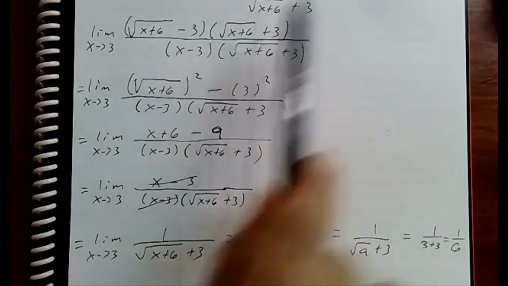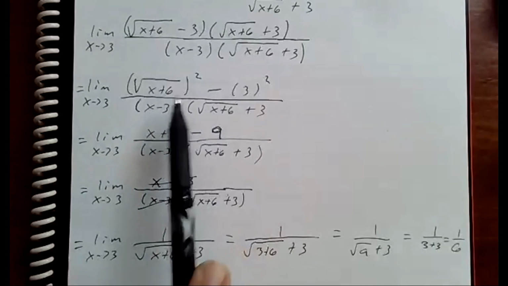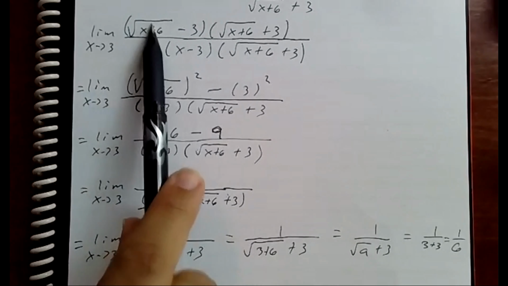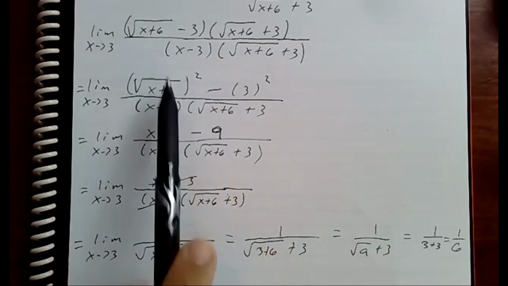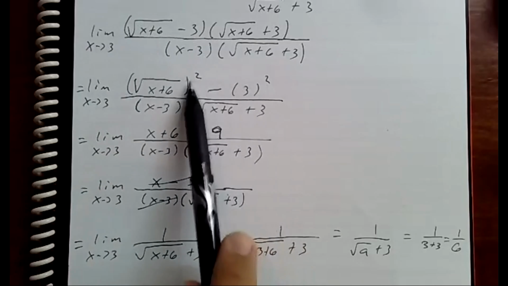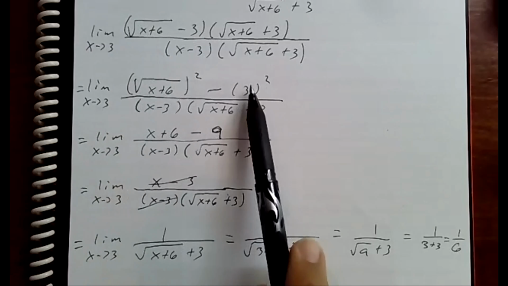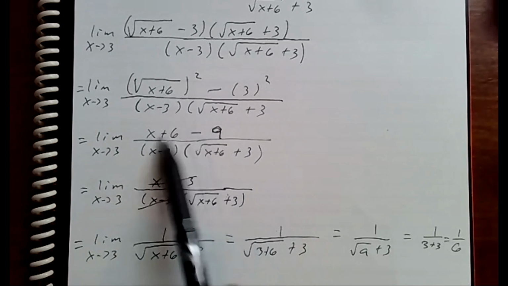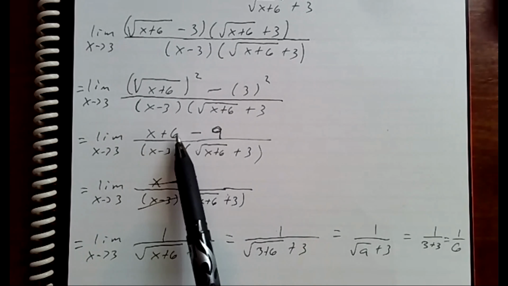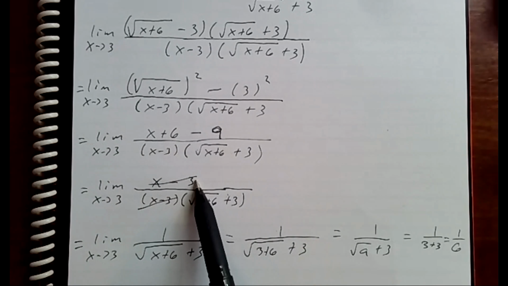Yes. And then the formula tells us that when you multiply it out, you'll be left with the first term squared minus the last term squared. So whatever the a and b are will be here every single time. Squaring this gives me x plus 6. Squaring that gives me a 9, right? Yes. So 6 minus 9 is a negative 3.